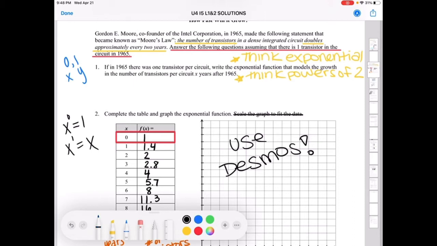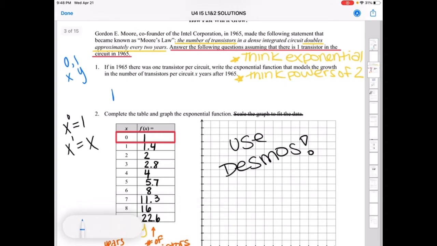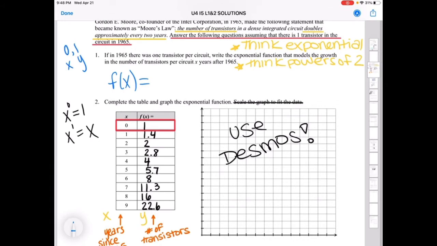And so it's asking us, we need to make an equation. So we're going to say, okay, f of x is equal to, well, I know it's a power of 2. So let me try to figure this out using this first data point. So I know that if I have 2 to the 0th power, I'm going to get 1.